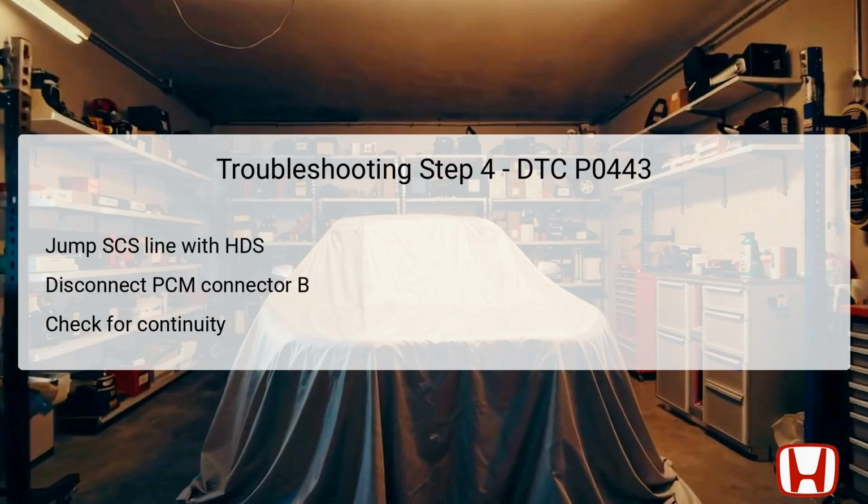In this step, we will look for any shorted wires within the PC-SOL line that could be causing DTC P0443. Begin by jumping the short circuit switch SCS line using the Honda Diagnostics System, HDS. This process prepares the system for a thorough continuity test. Subsequently, disconnect the PCM connector B, identified as 49P, which is necessary for isolating the main control unit to ensure accurate readings. With both the valve and PCM connectors disconnected, test for continuity between defined test points.